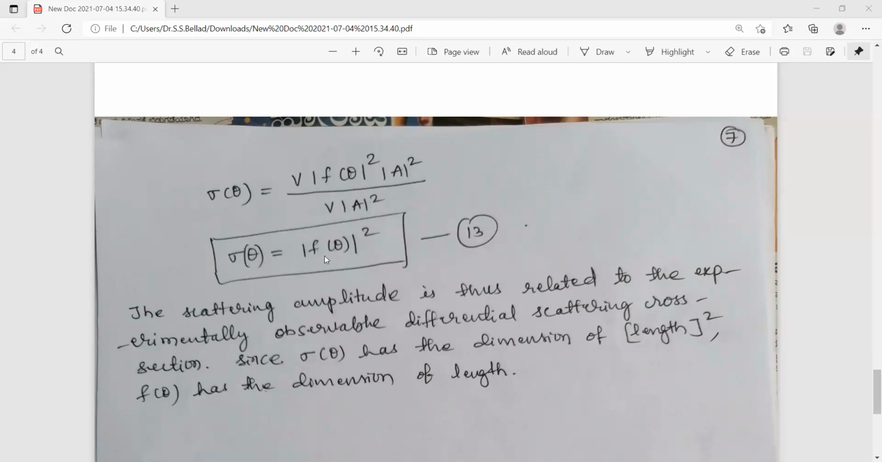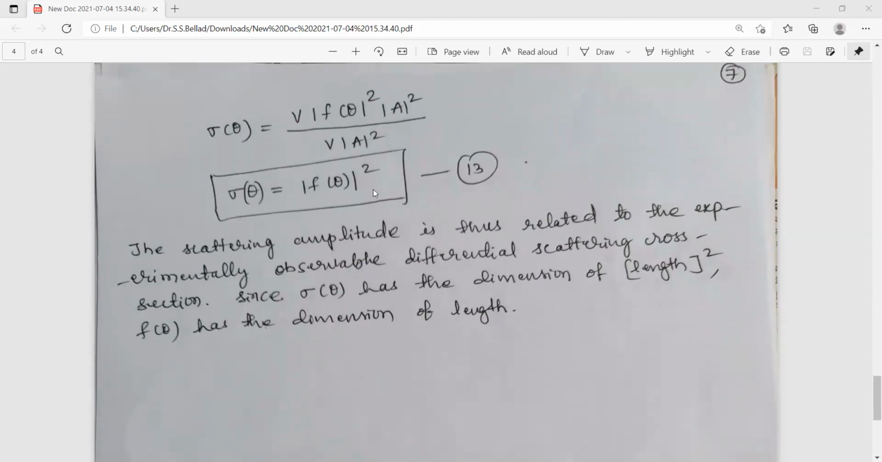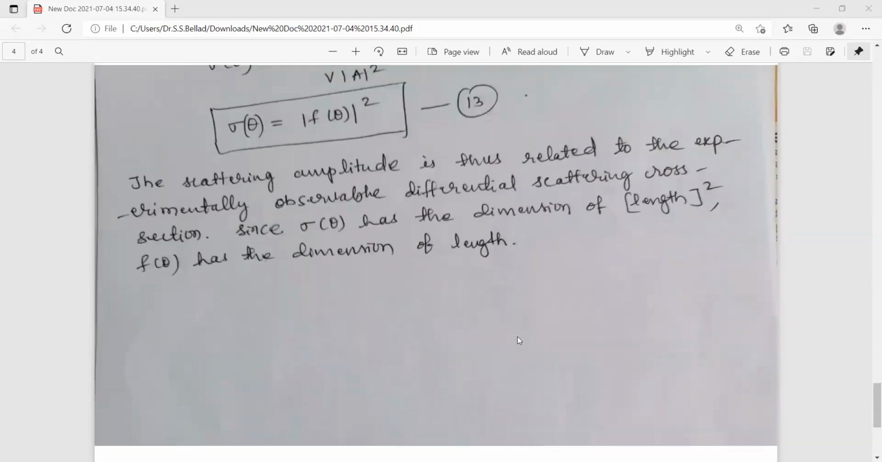So it is the scattering amplitude. That means how much the particle is going up from the mean position to a maximum extent is given by the scattering amplitude. So in this way, we got the very important relation between the differential scattering cross section and the scattering amplitude. Thank you for listening.